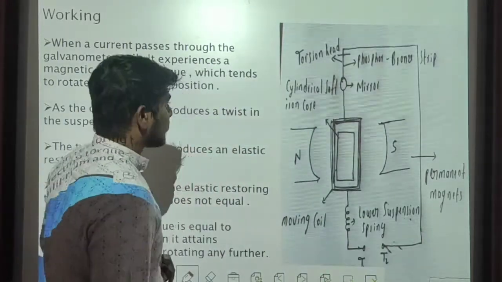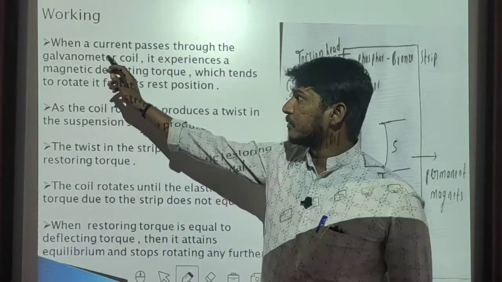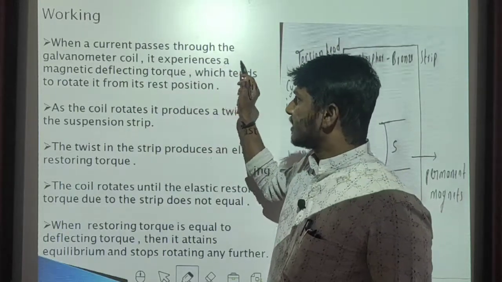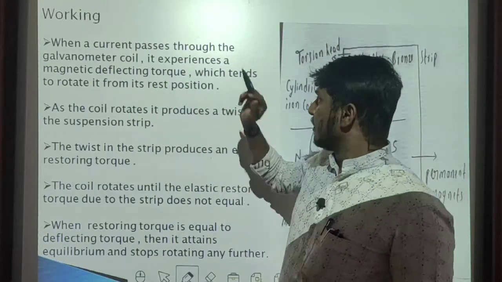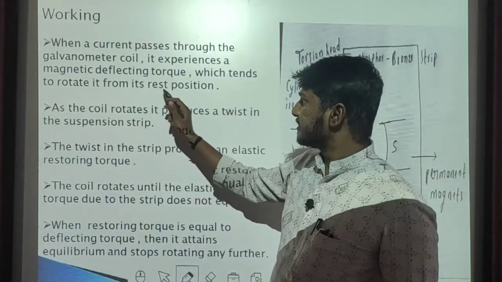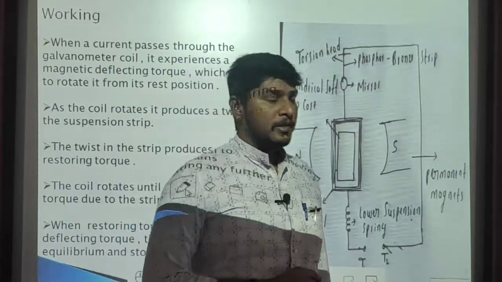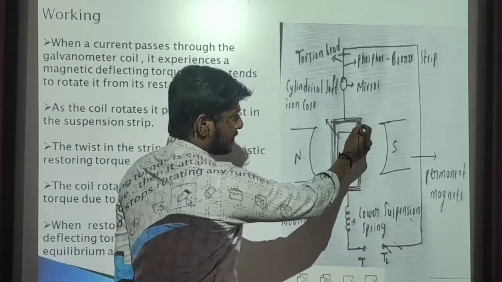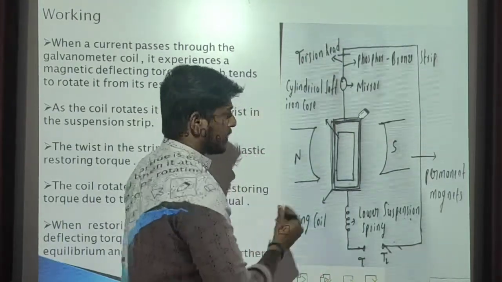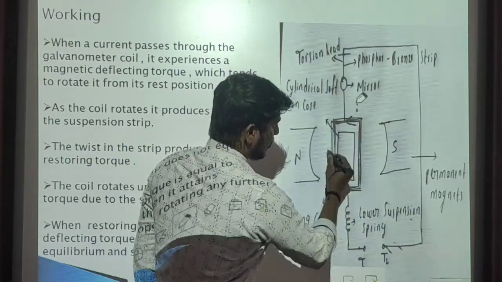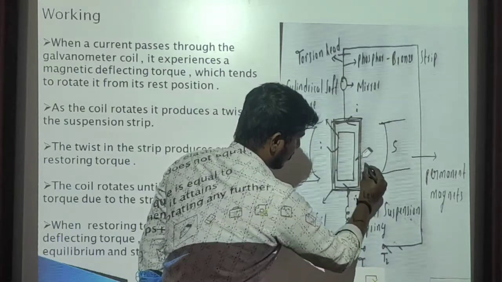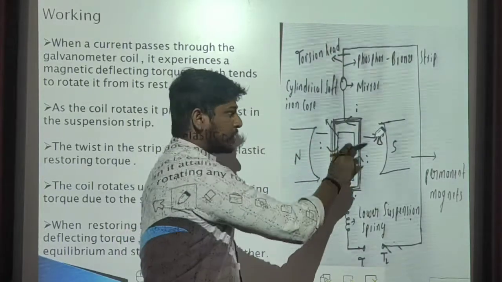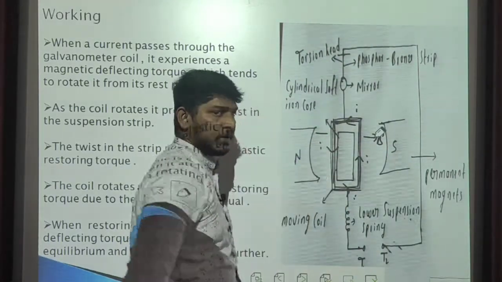The first point: when a current passes through the galvanometer coil, it experiences a magnetic deflecting torque which tends to rotate it from its rest position. Now let us explain the first point using a block diagram. Here you can see the galvanometer coil. Let us suppose current I passes through the galvanometer coil in the presence of a radial magnetic field which is parallel to the plane of the galvanometer coil.